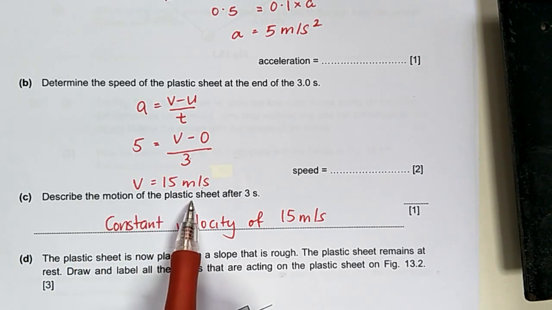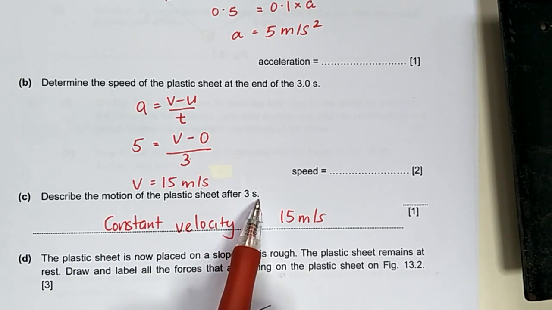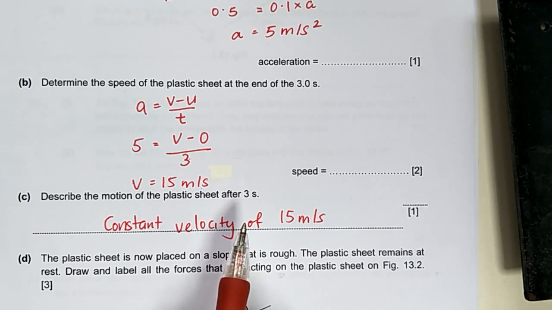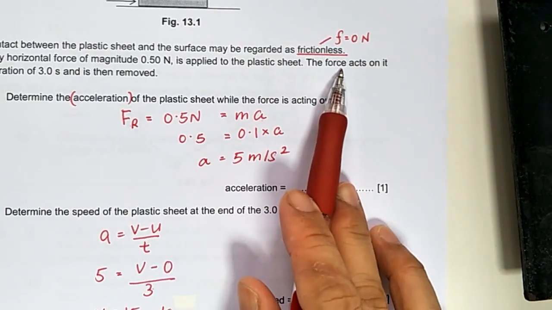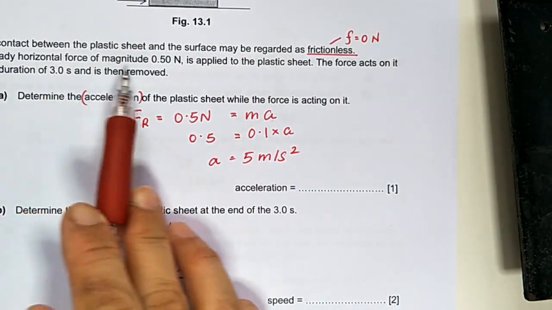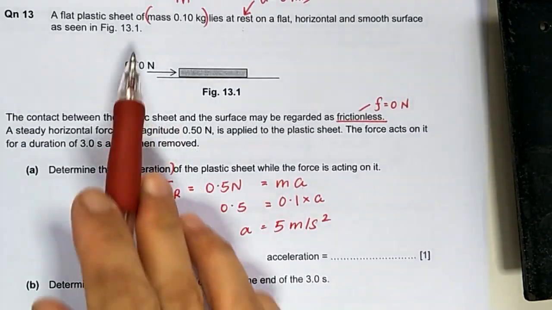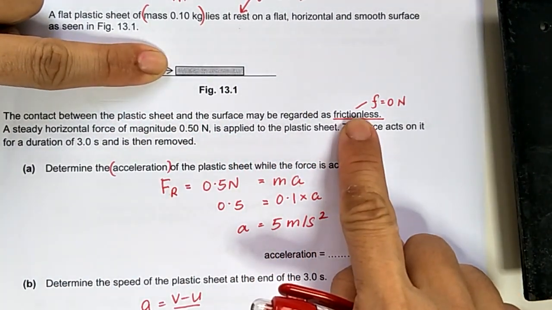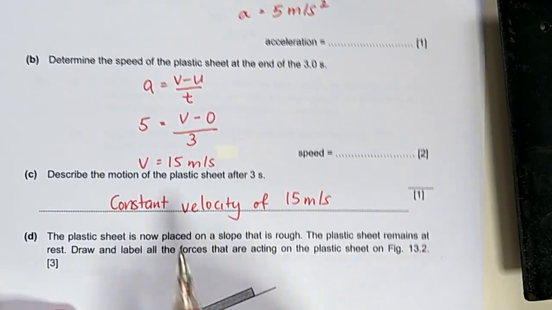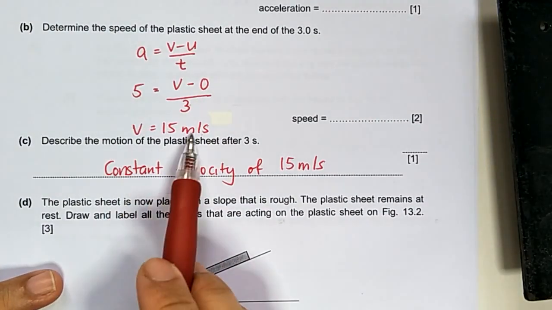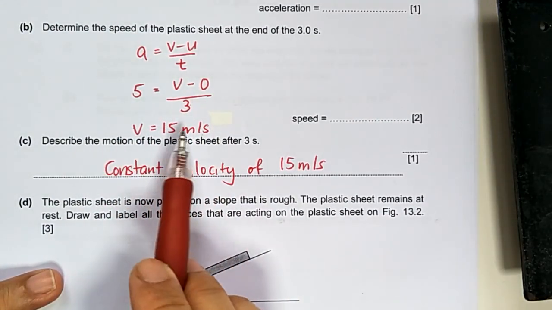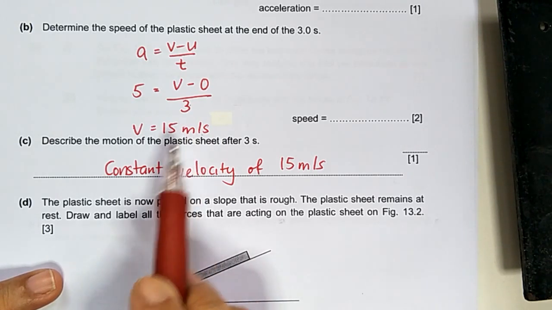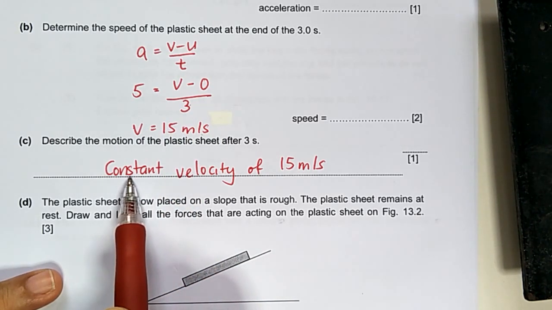So what is the motion of the plastic sheet after 3 seconds? Well, after 3 seconds, you do not apply any force anymore, because the question says that you only apply this force for 3 seconds and then you remove it. So after 3 seconds, there's no more of this force. There is no friction. So basically, there's no force acting on it. So it will just continue with this velocity of 15 meters per second.